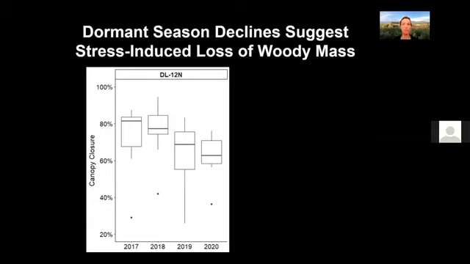Again, this graph is not within the breeding season. This is dormant season cover across years.